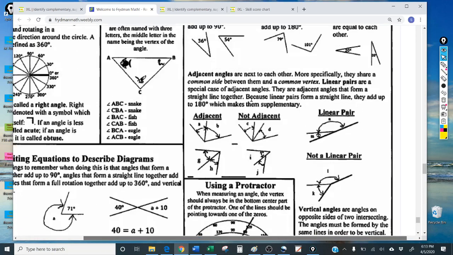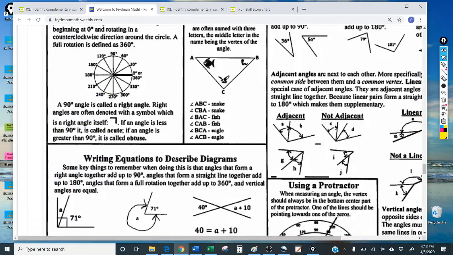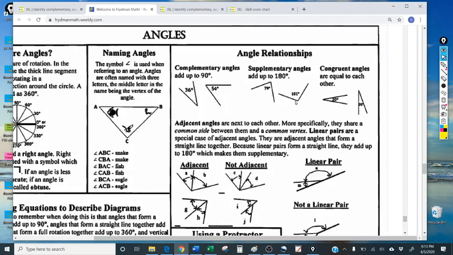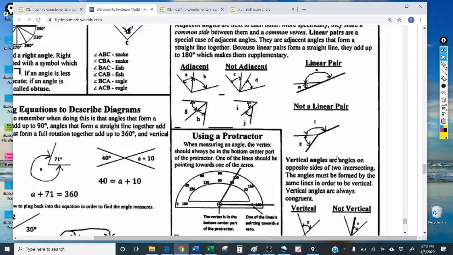Okay, so I talked about this already. Because linear pairs form a straight line, they add up to 180 degrees, which makes them supplementary. Because remember, over here, 180 degrees, that's a straight line. A straight line is 180 degrees if we go from here all the way around to here. So we made a straight line. And by definition, if angles add up to 180 degrees, then we call them supplementary. So linear pairs would be supplementary.